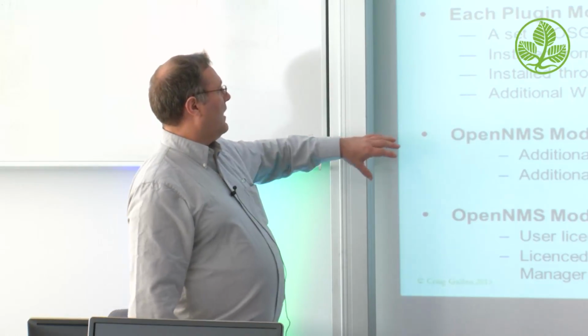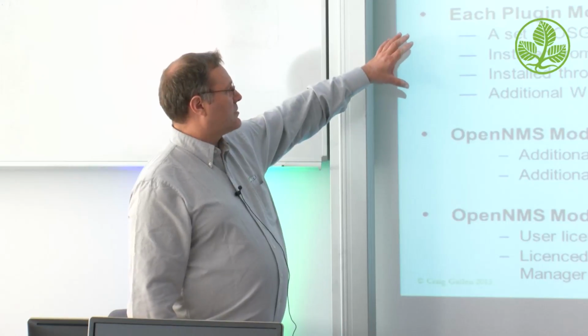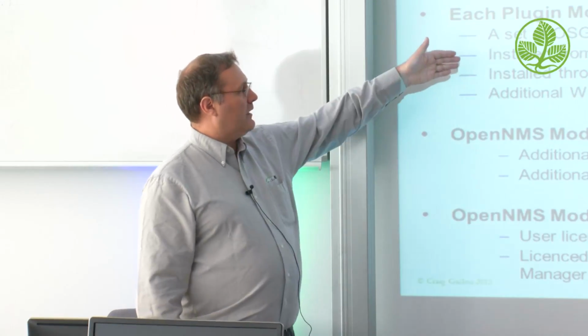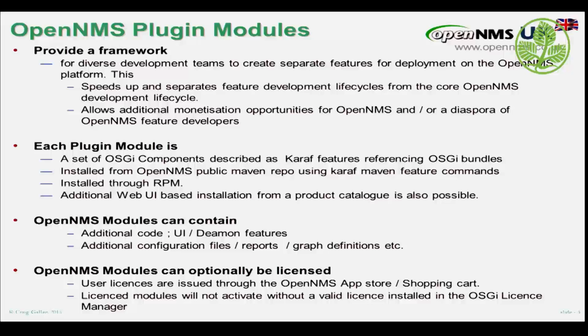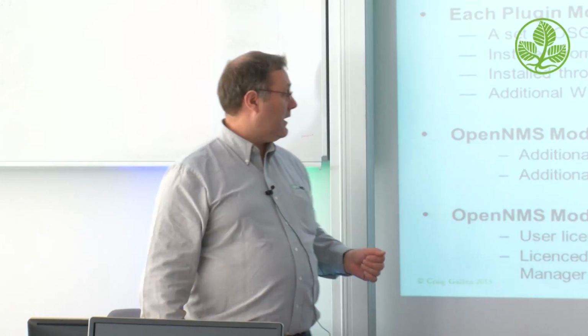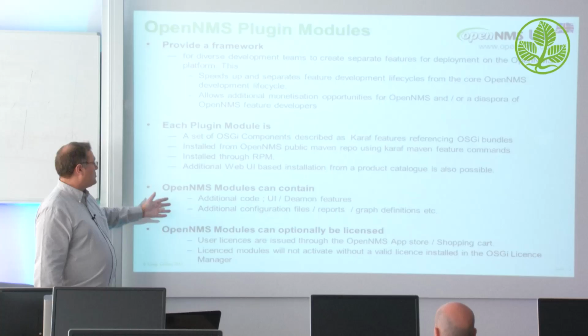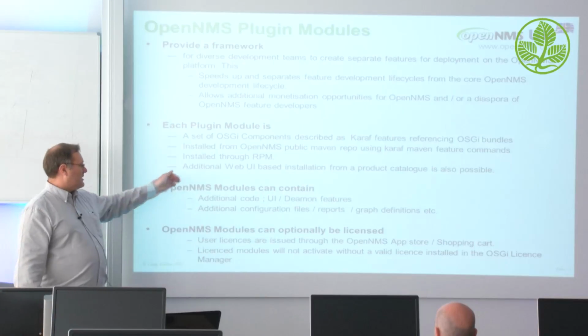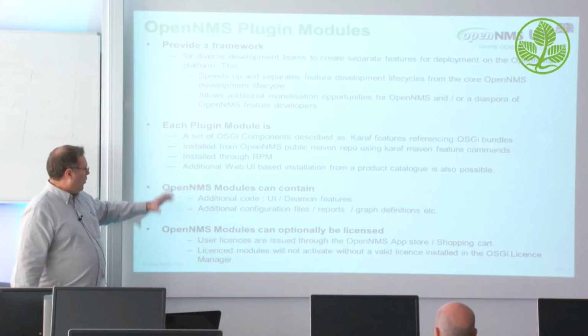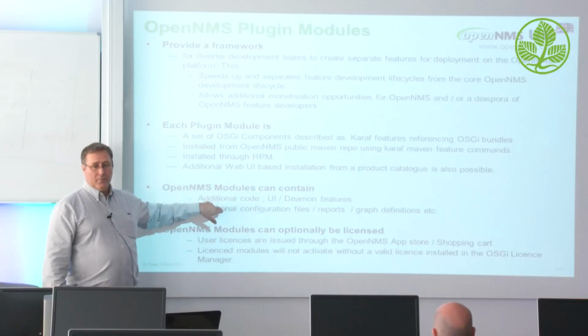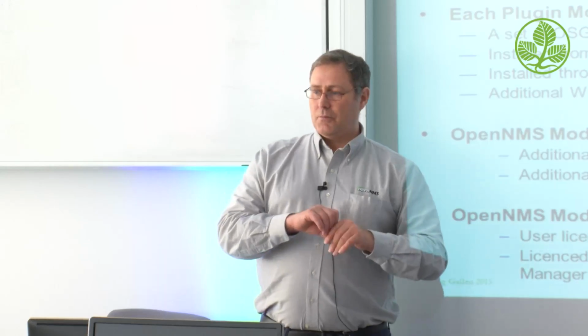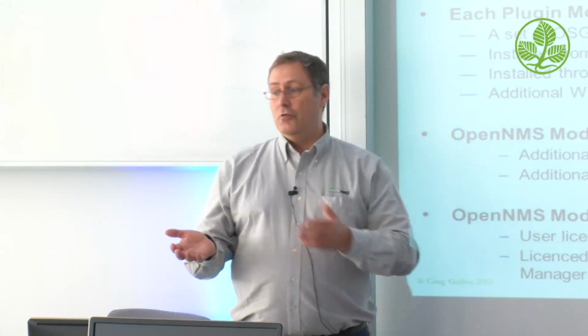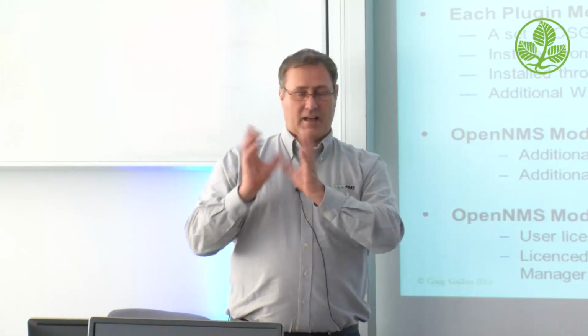Now, the modules themselves are a set of OSGI components I've described. They can be installed from the public repo, or they can be installed as RPMs. And in addition to this, we've got a web UI which actually runs within OpenNMS. It allows you to determine which modules you actually install and run within your OpenNMS instance. And the modules can contain additional code, additional UI or daemon features, or they could contain additional configuration as well. So this could be a mechanism not just for deploying new code, but also for deploying new reports or other things that are fancy and necessary.